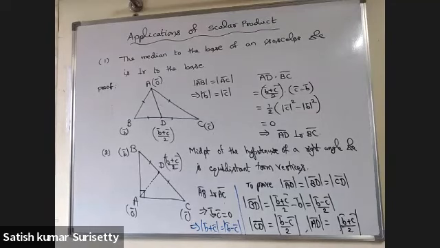Applications of scalar product to the plane geometry. So first one, the median to the base of an isosceles triangle is perpendicular to the base. That is in triangle ABC.